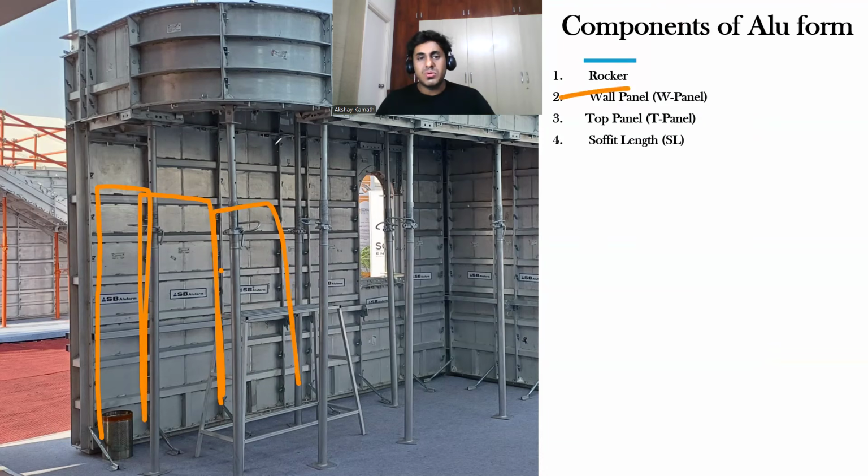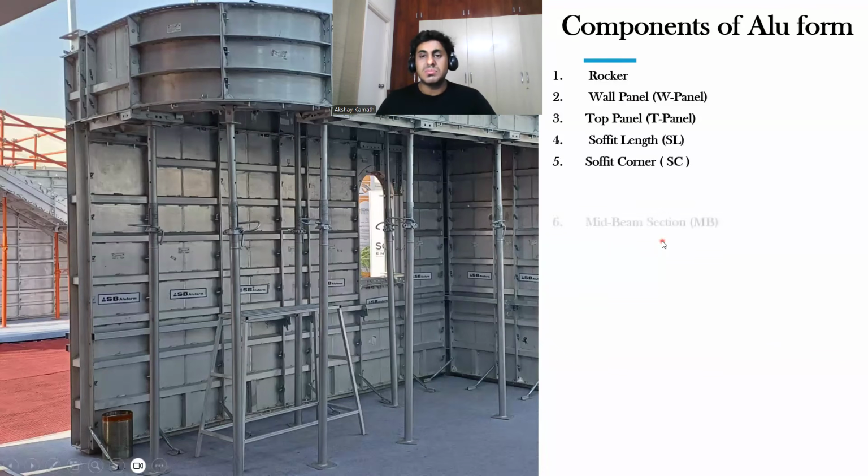Now, over the wall panel, you get the top panel. Of course, you cannot see a top panel here. It will be somewhere here. So over the wall panel, we will be providing a top panel, which is also called a steep panel. After that, around the beams and all, you will be providing a soffit length. Then in the corner, you will be providing a soffit corner.